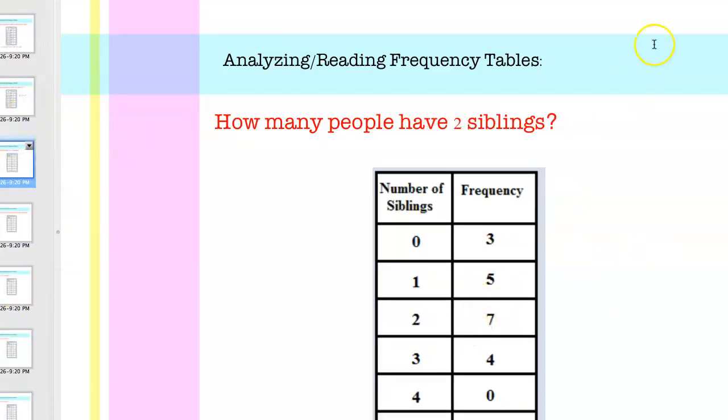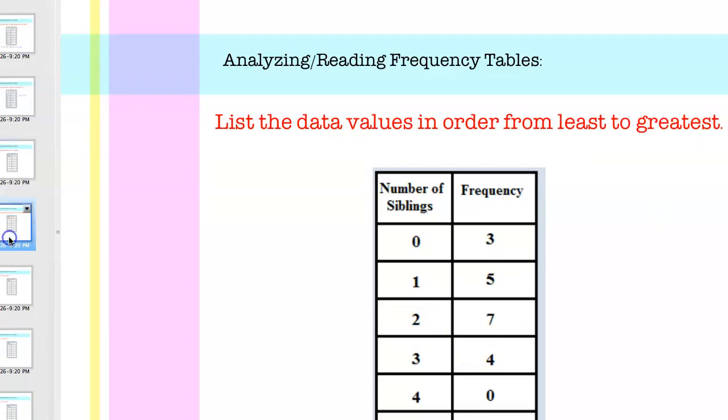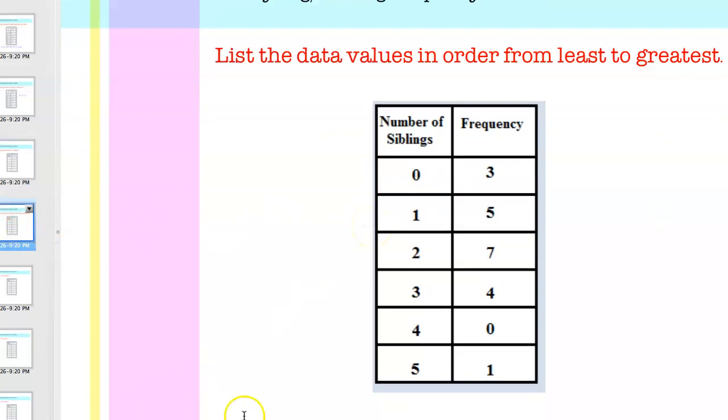How many people have 2 siblings? So just 2. That's 7. 7 people have 2 siblings. Okay. List the data values in order from least to greatest. Okay, well, we can do that.